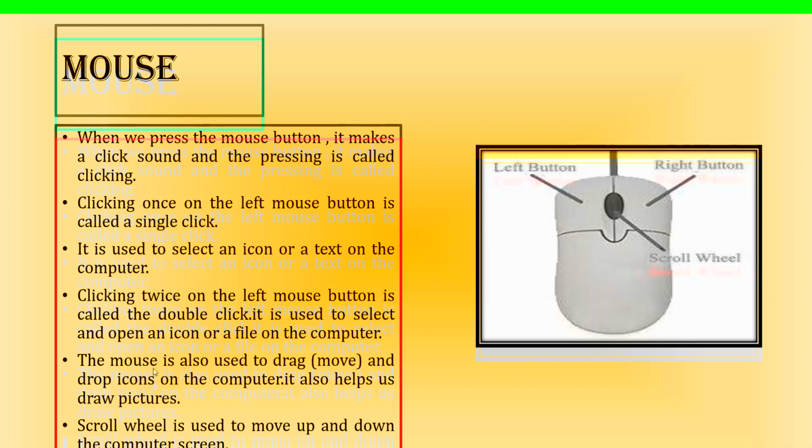The mouse can also be used to drag. What is drag? Drag is used for drag and drop. Drag means move, and drop means you put the text or images on the screen or in the text file. It also helps us to draw pictures.